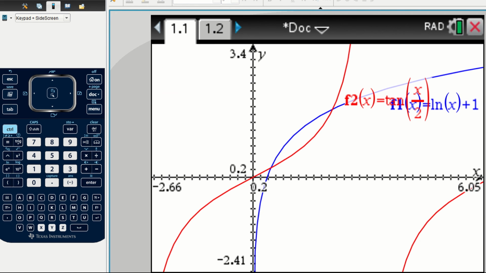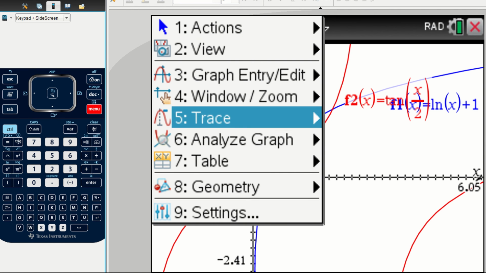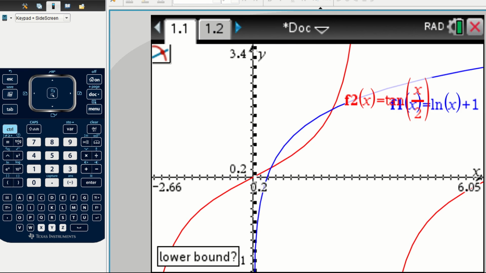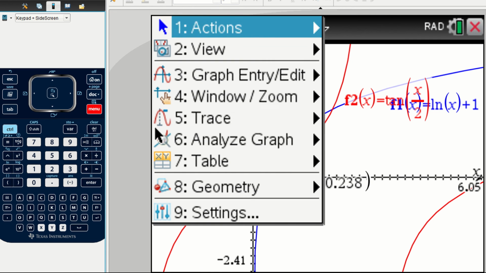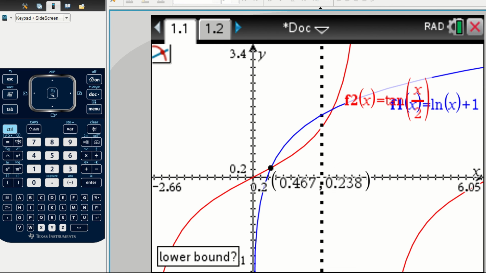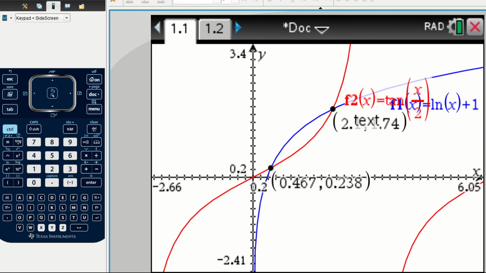So let's go ahead. What we need is to set up our integral. So we need this intersection point, the x value of it, and the x value of this intersection point. So let's quickly do that. So analyze graph, intersection. There we go. Intersection. Oops, okay, got it.